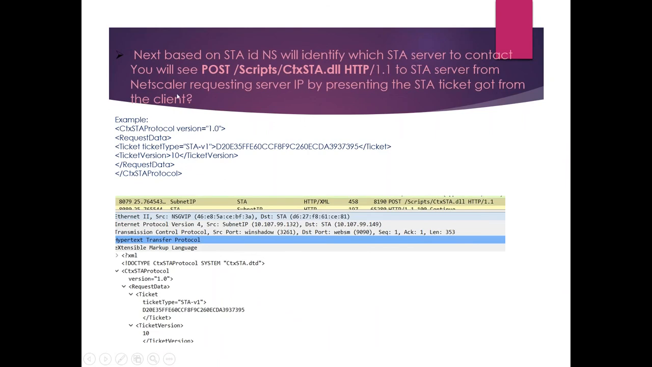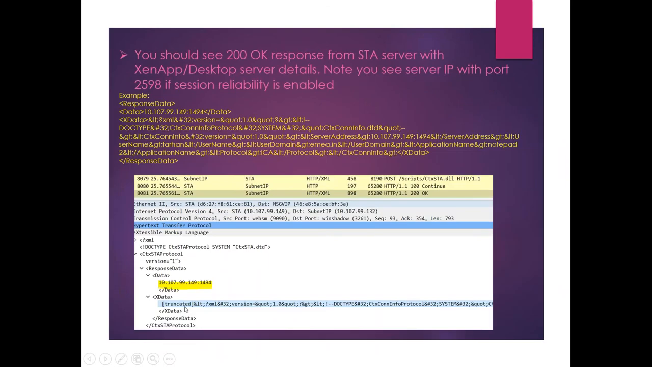So here you can see, based on the STA ID, NetScaler will identify which STA server it should contact. It sends a POST to that STA server saying, this is the ticket number, I need the IP for this. And for this, you'll see a 200 OK response from the STA server. You can basically see 10.107.99.149. This is the XenApp server IP. So this IP will be given by the STA server to the NetScaler.